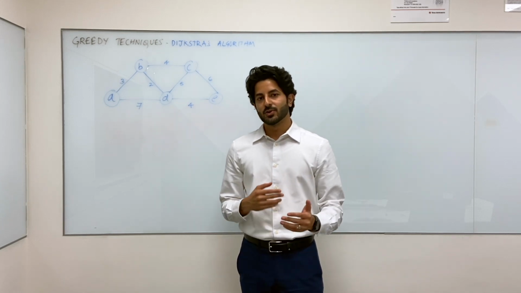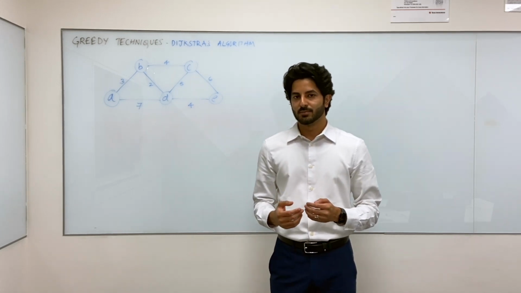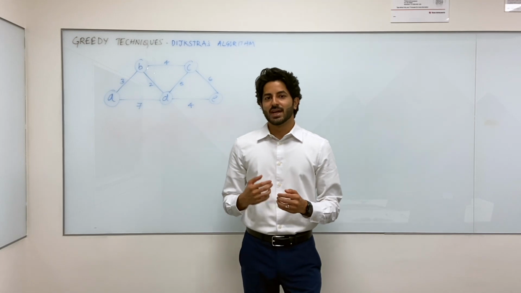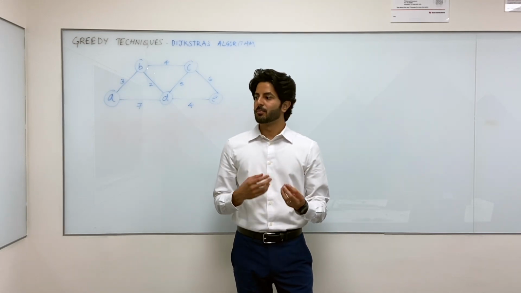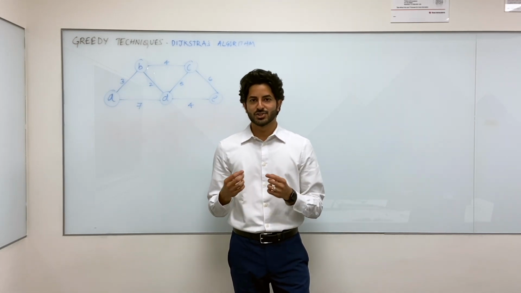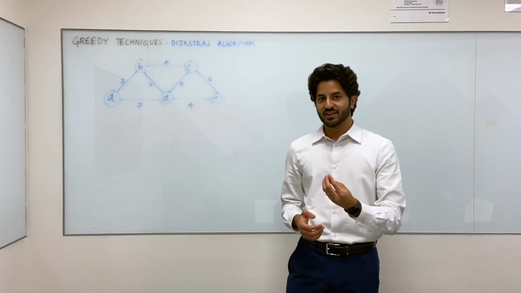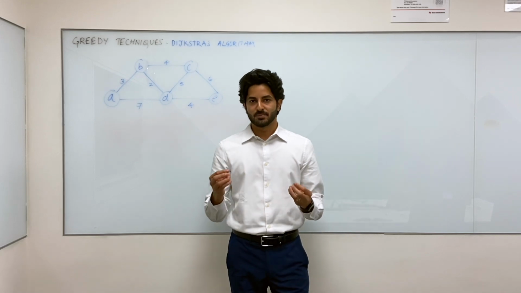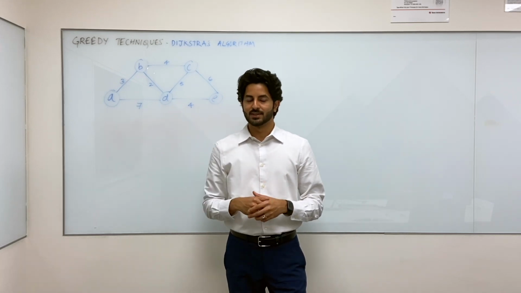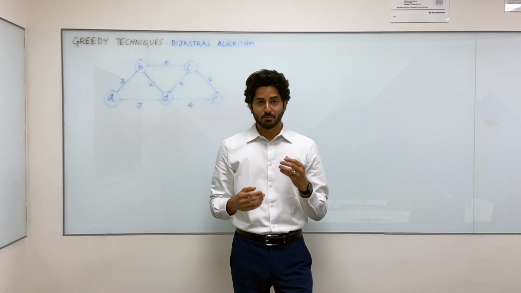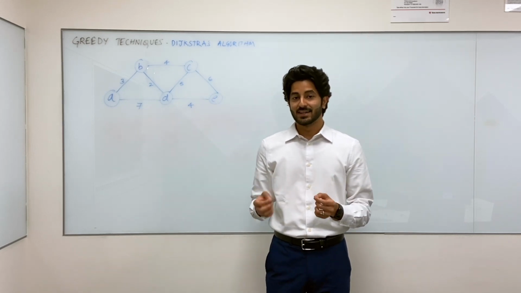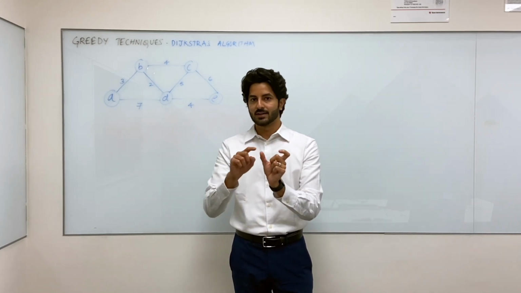Okay, so now we're going to talk about another greedy algorithm called Dijkstra's algorithm. Dijkstra's algorithm attempts to solve a problem known as the single source shortest path problem. Given a source vertex in a weighted connected graph, find the shortest path to all the other vertices within the graph.